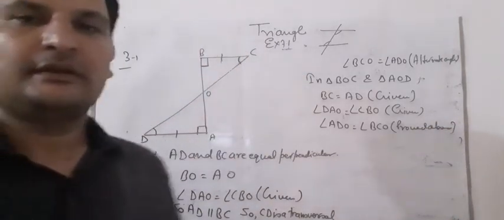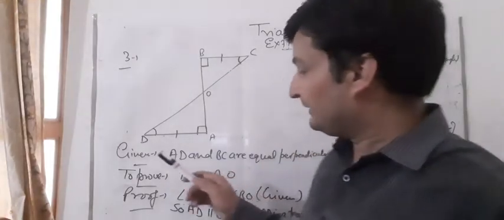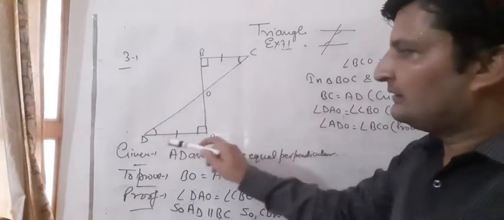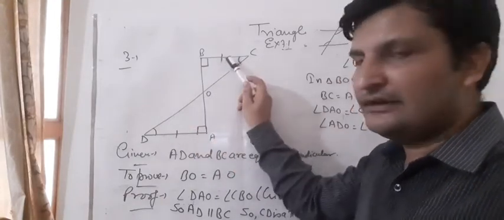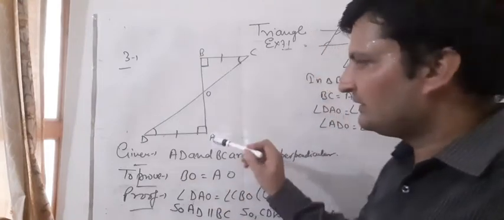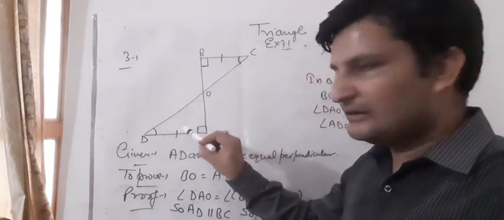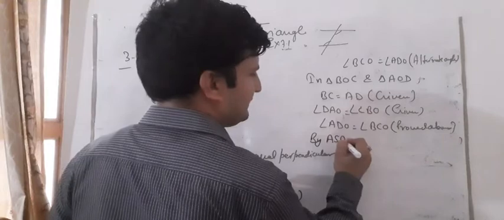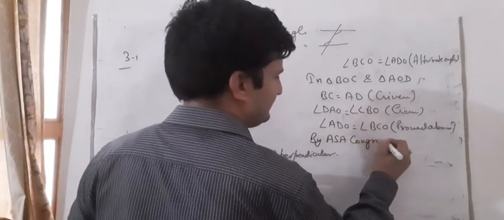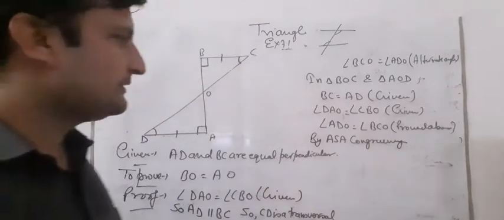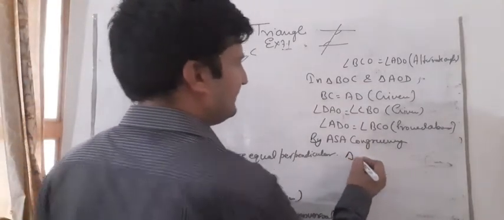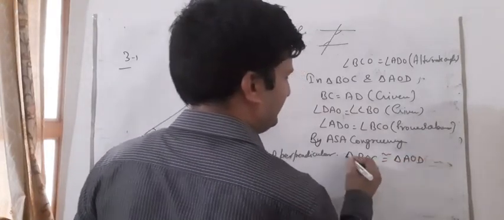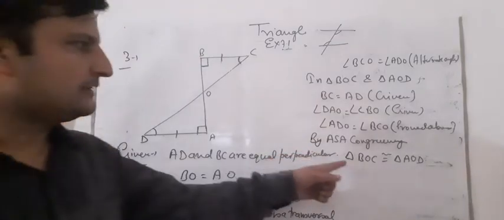So students, now think about it. Here this angle is equal to this angle in these two triangles, and this side is equal to this side. I have told you many of the properties, and one of the properties we can fulfill here. This is angle, including side, and angle. So we can say that by ASA congruency, triangle BOC is congruent to triangle AOD. Now students, we have proved that these two triangles are congruent to each other.